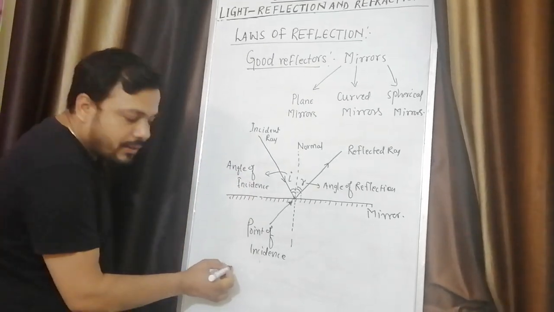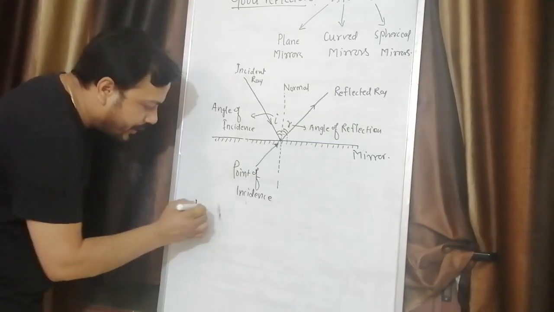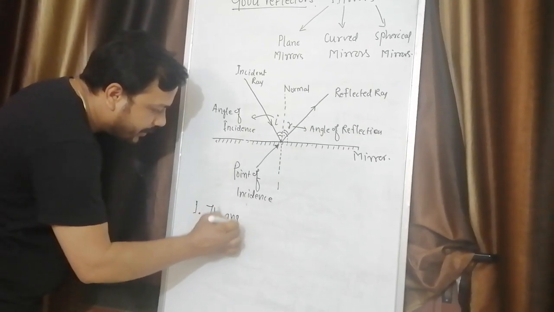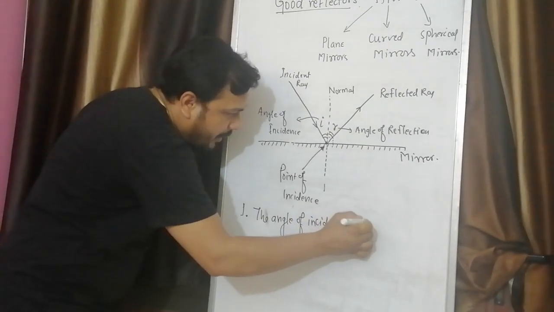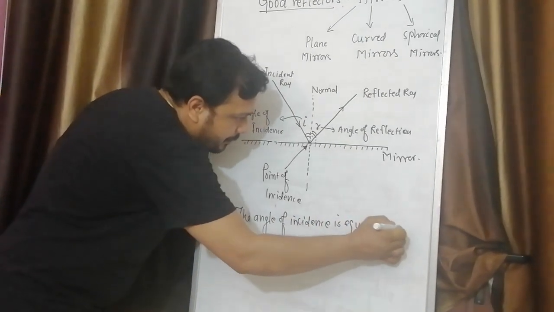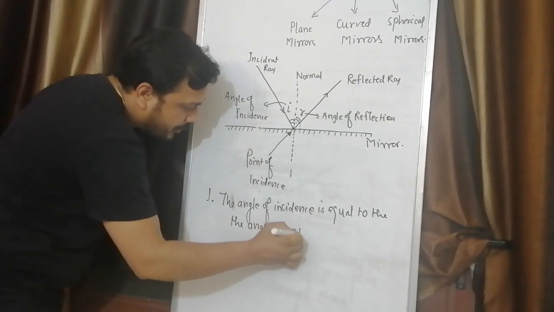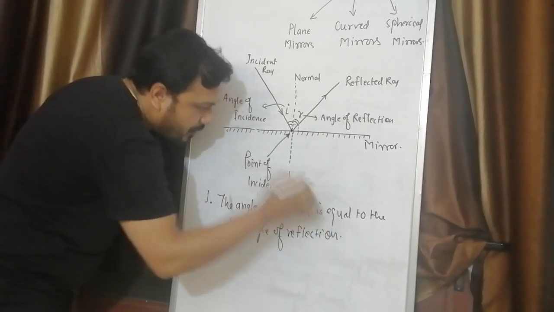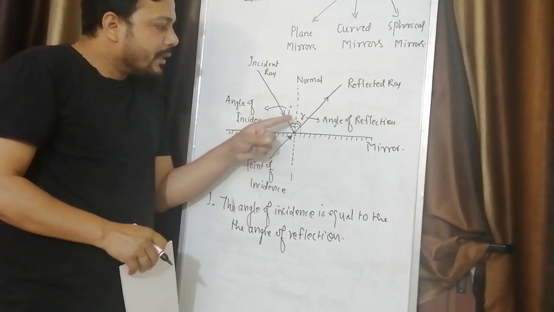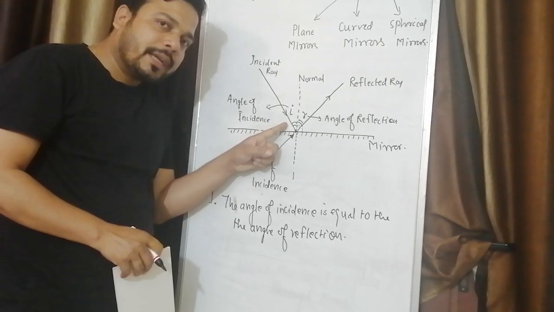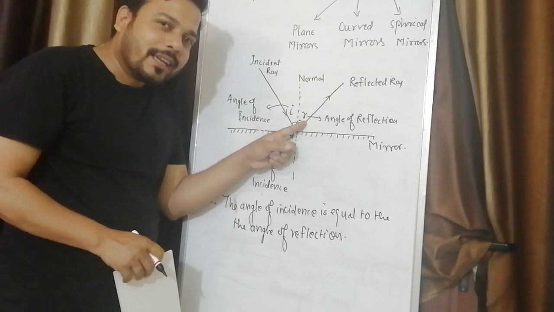So there are two laws of reflection. The first one being the angle of incidence is equal to the angle of reflection. And you have to always keep in mind that these angles are always measured from the normal. That is, the angle from the normal to the incident ray will be called the angle of incidence, and the angle from the normal to the reflected ray will be called the angle of reflection.